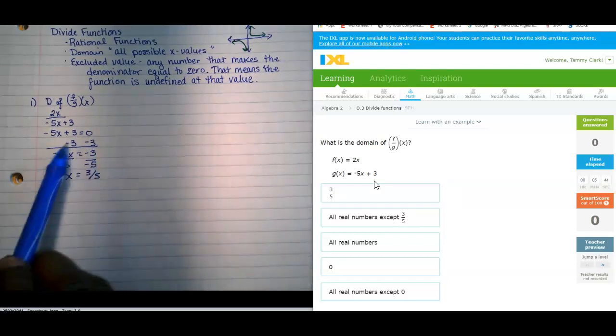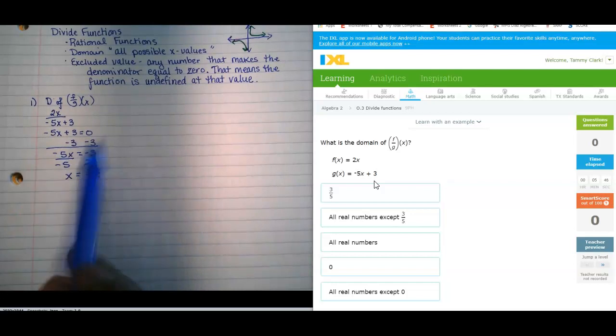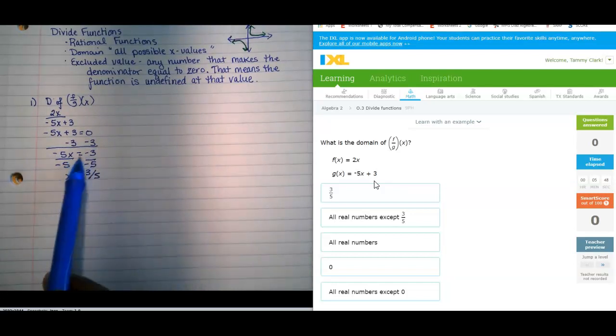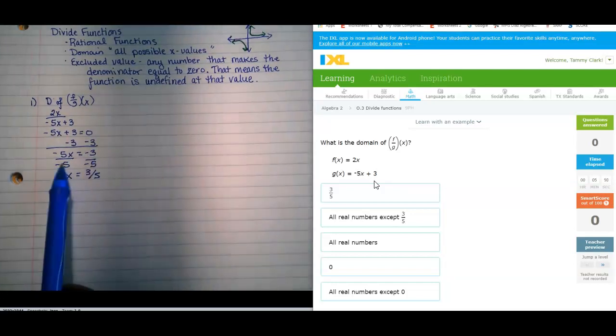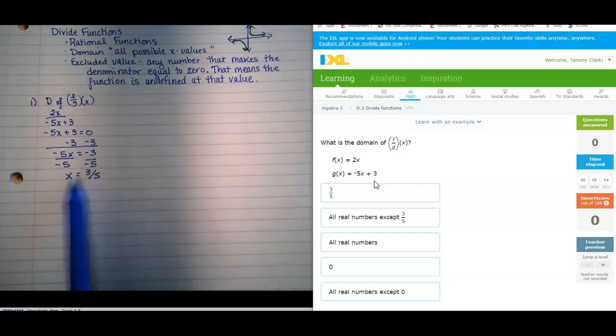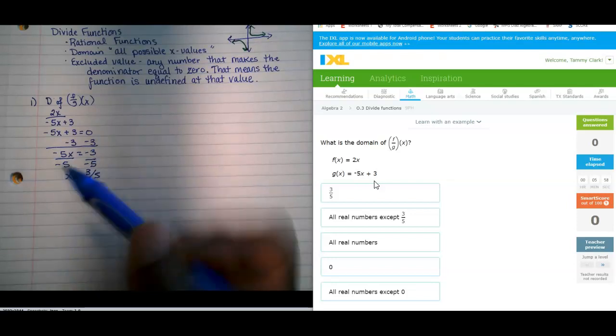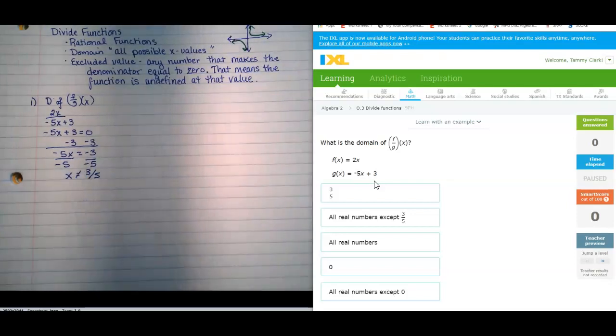So as you can see here, I subtracted 3 from both sides. I was left with negative 5x equals negative 3. I divided by negative 5 on both sides, and that left me with x is equal to 3/5. Well, that is the excluded value, so we know x cannot be 3/5, which means our domain can be all real numbers, every x value, except for 3/5.